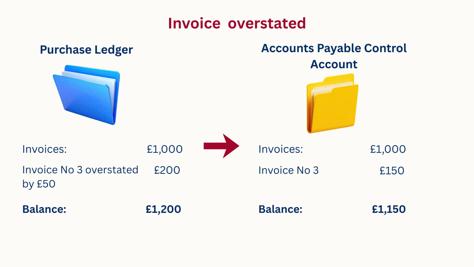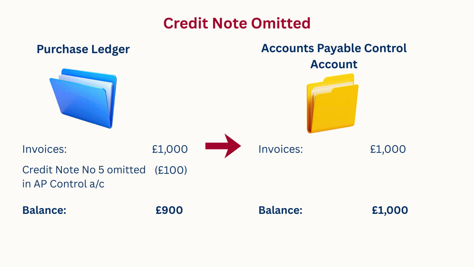Here, the purchase ledger has an overstated invoice. Instead of £150, it was entered as £200. The control account is correctly showing £1,150. An overstated invoice always makes the ledger too high. Here, a £100 credit note has been omitted from the Accounts Payable Control Account. The purchase ledger correctly reduces the balance to £900. But the control account still shows £1,000 because the credit note wasn't recorded. The control account balance becomes too high compared to the ledger.